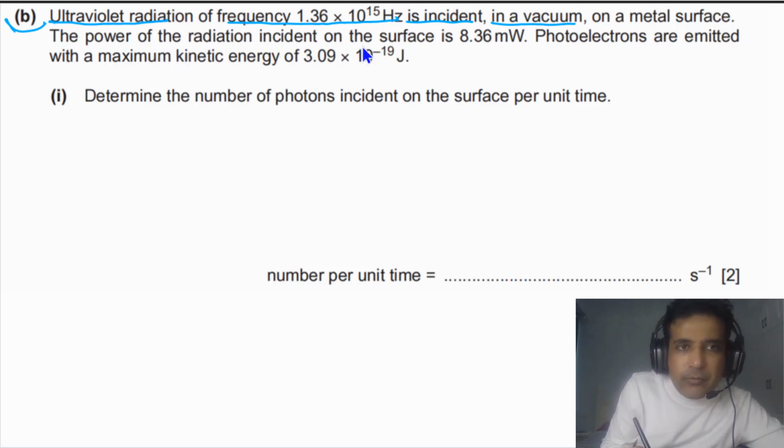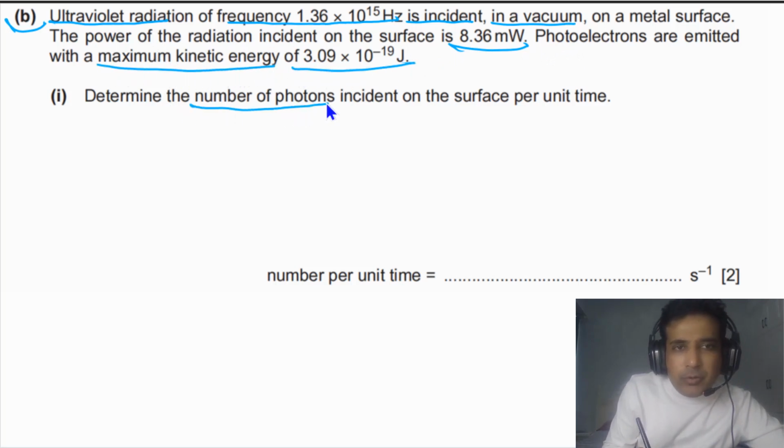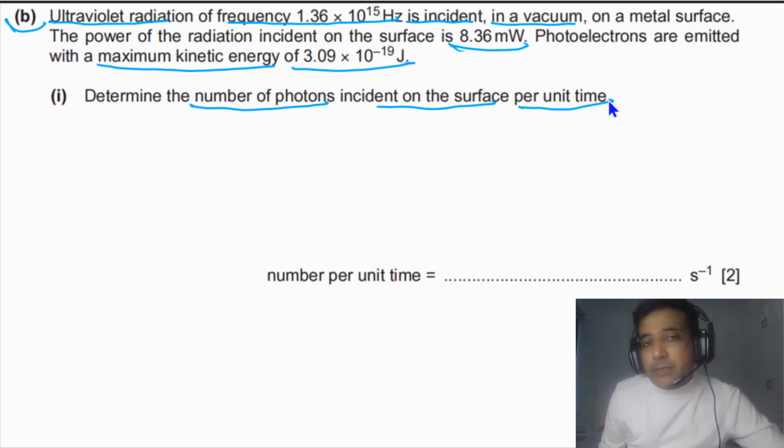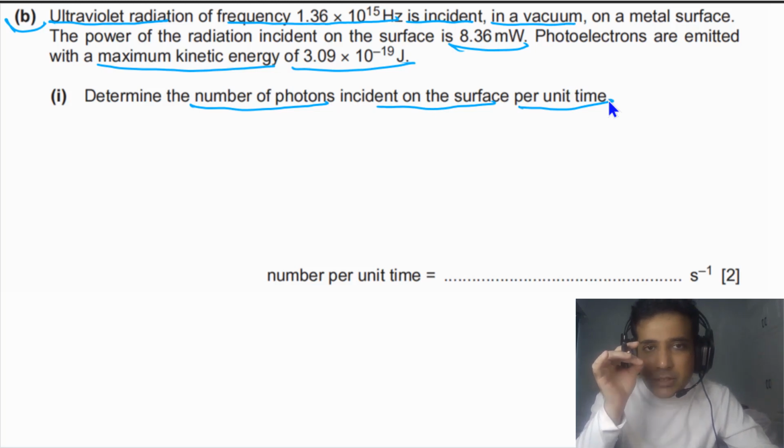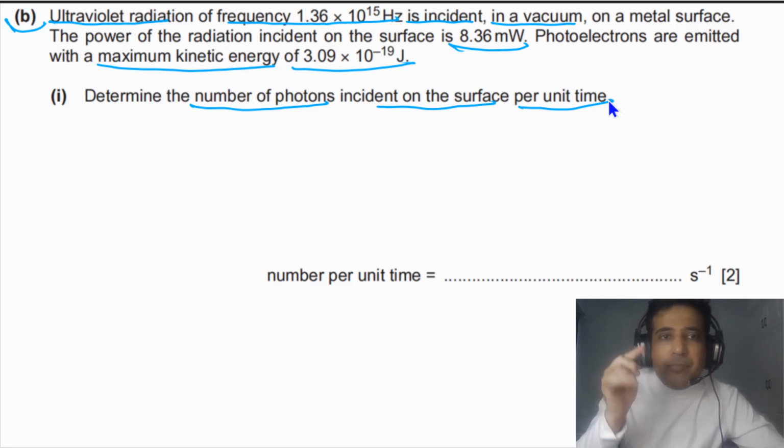The power of radiation incident on the surface is this. Photoelectrons are emitted with a maximum kinetic energy of this one. Determine the number of photons incident on the surface per unit time. Very nice question. Number of photons incident on the surface per unit time. So in this case, we have the power.